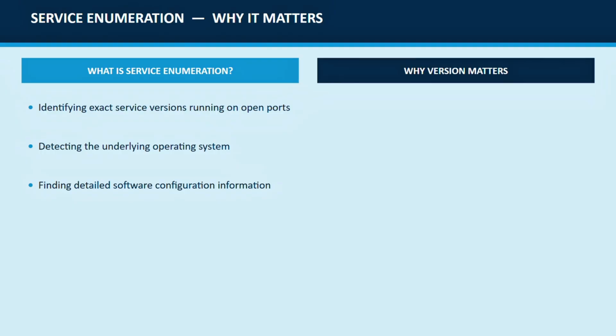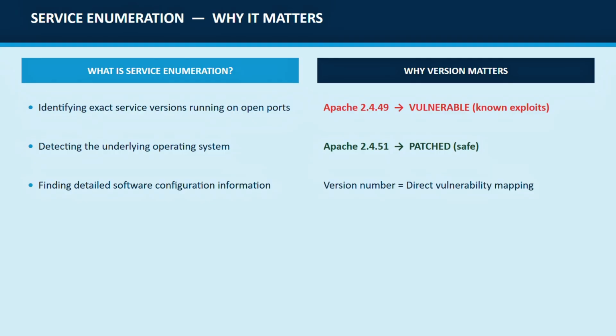The next question is, why does it matter? It matters because version equals vulnerability mapping. For example, Apache 2.4.49 has a known path traversal vulnerability, which is CVE-2021-41773. But Apache 2.4.51 is patched and secure. This means that if you know the target is running 2.4.49, you have an instant exploit. If it is 2.4.51, you need to find something else. All of this means that outdated versions are easy targets. Service enumeration tells you exactly what exploits will work, and this is why we always enumerate versions during reconnaissance.